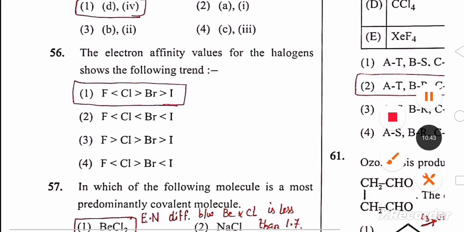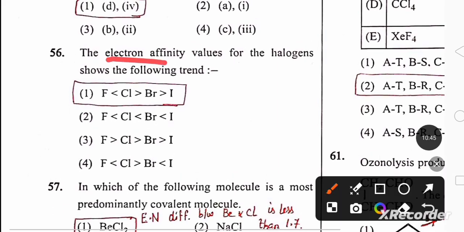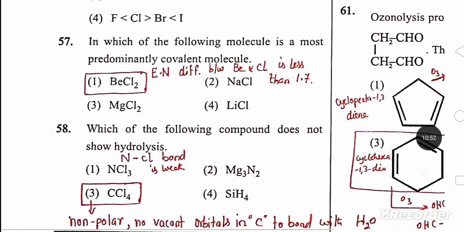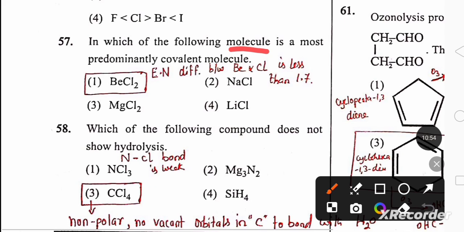The electron affinity. We know in the whole periodic table, the highest electron affinity can be found in chlorine, not in fluorine. So accordingly, option 1 is the right answer for this question. 57th question. In which of the following molecules is the most predominantly covalent molecule?